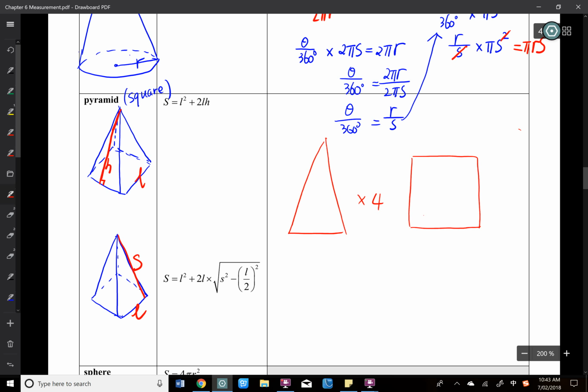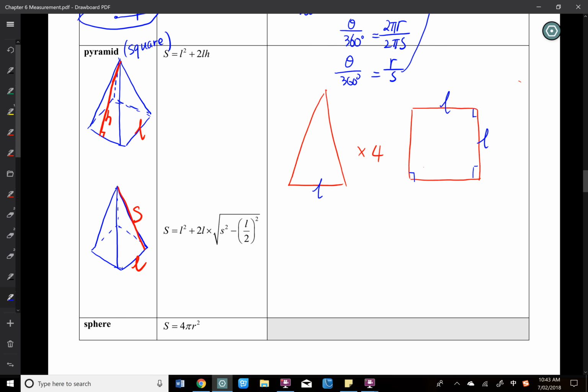So the information given to you is L is the length of the square. And for the triangle, we know that the base must be L as well. And also the good thing is they give you the H. What is the H? The H is just the height for this isosceles triangle. This is an isosceles triangle because they are identical and the lines need to be the same length. So we will have 4 isosceles triangles with base L and height H.